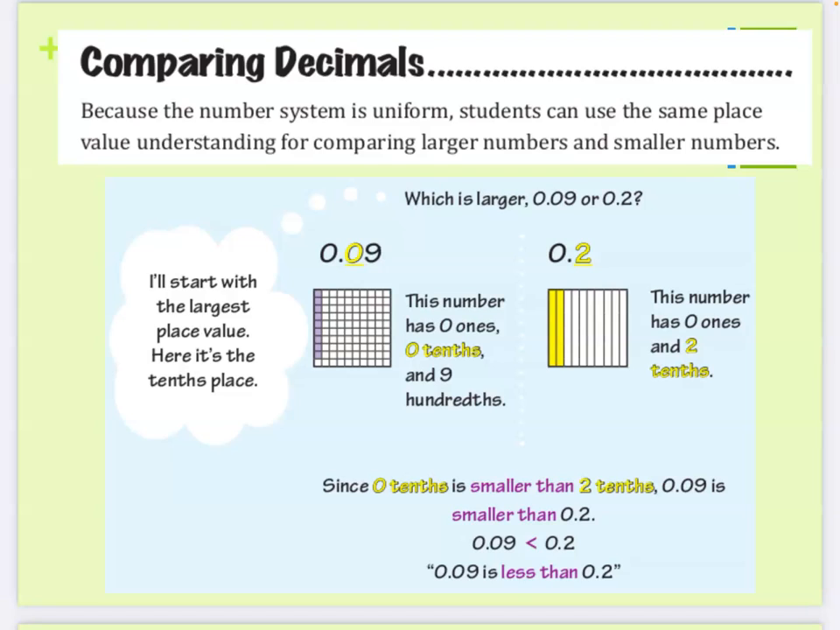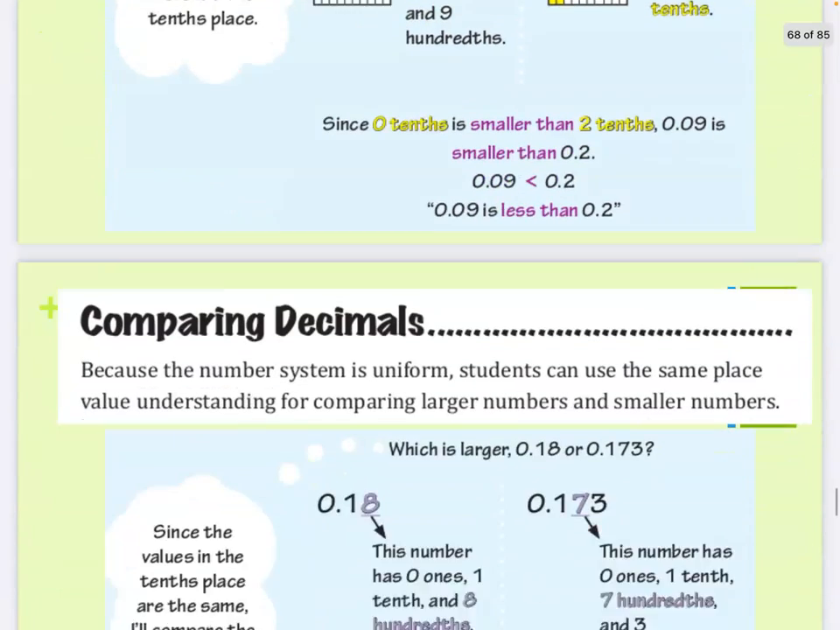The number has 0 ones, 0 tenths, and 9/100ths. The other number has 0 ones and 2 tenths. If you shade them, you can tell that 0/10 is smaller than 2/10, so 9/100 is smaller than 2/10. Be sure you look at your symbols to make sure you have them written correctly.